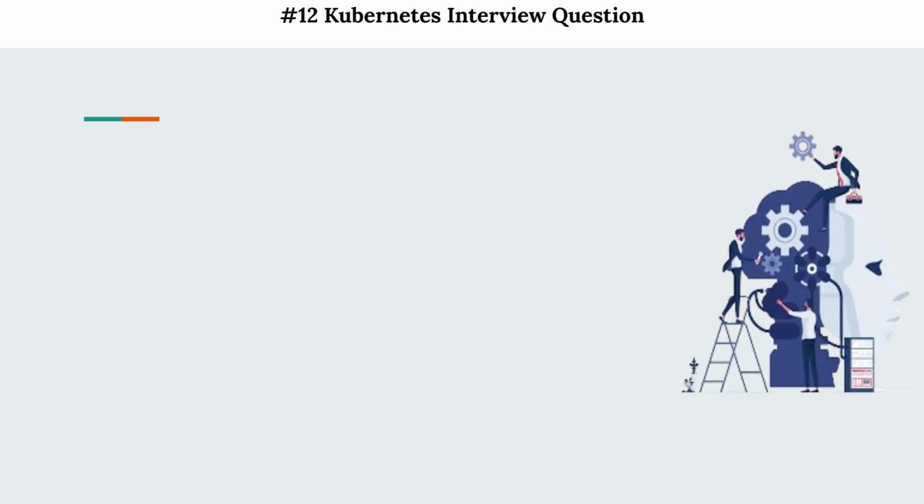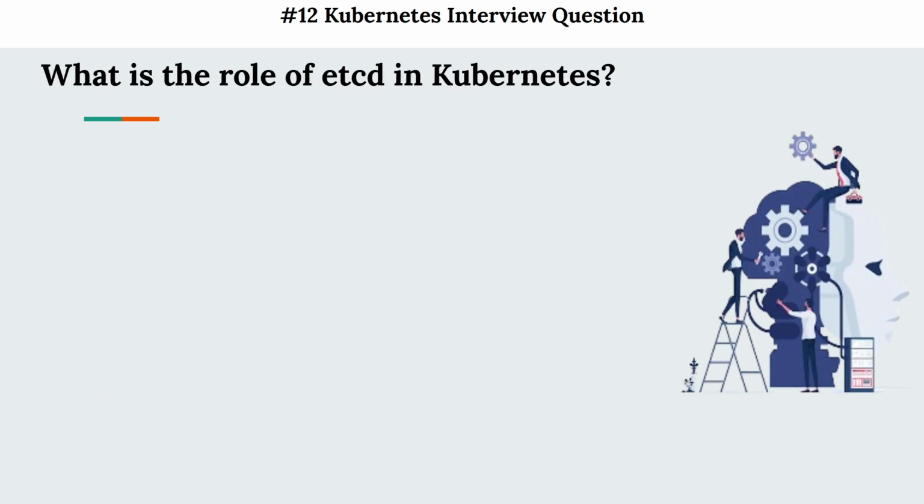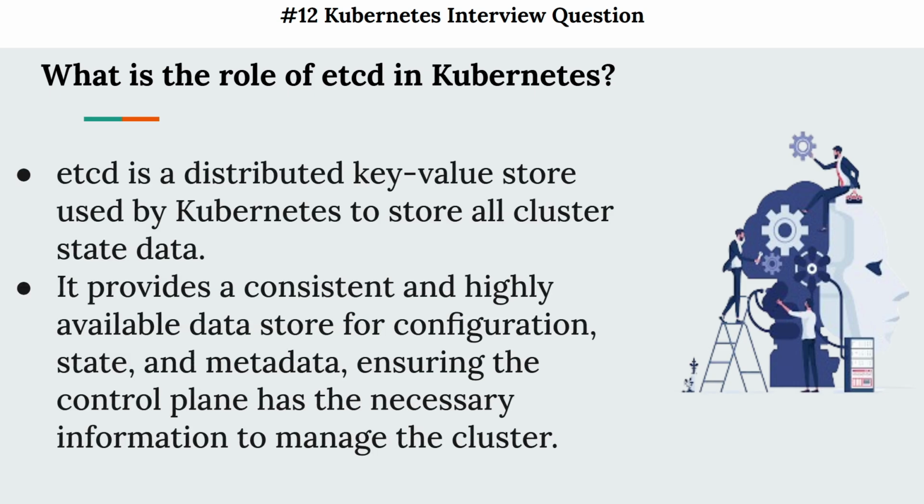Let's move to the 12th question. What is the role of etcd in Kubernetes? Let's see the answer. Etcd is a distributed key-value store used by Kubernetes to store all cluster state data. It provides a consistent and highly available data store for configuration, state, and metadata, ensuring the control plane has the necessary information to manage the cluster.